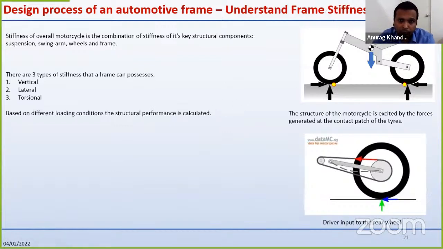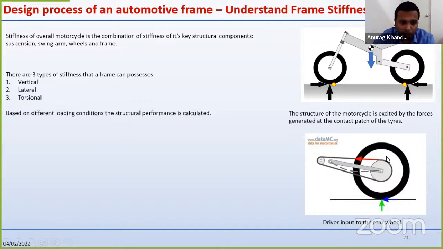As you have seen in the previous slides, stiffness plays a key role in an assembly where there are relative motions between the adjacent parts. Similarly, the stiffness of the overall motorcycle is the combination of its key structural parts such as suspension, swing arm, wheels, frame, and even tires. So the stiffness of these parts combined plays a key role in defining the dynamic behavior and maneuverability of the vehicle and controls those handling characteristics we saw a few slides before in the weave and wobble. So high structural stiffness of the motorcycle ensures precision in trajectory, and also provides a quick response to the driver input.